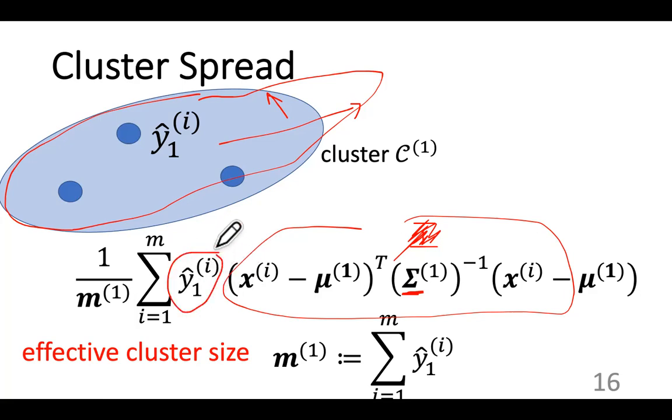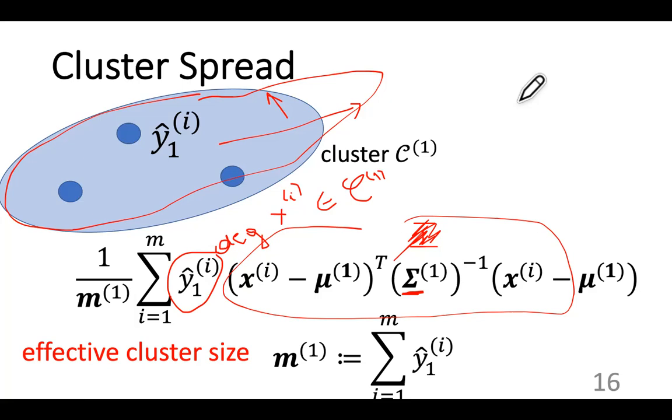the degree of belonging. So this is the degree of the ith data point belonging to the first cluster. So we weight each data point by this degree of belonging. If a data point doesn't belong at all to this cluster one, then it doesn't contribute to the cluster spread.